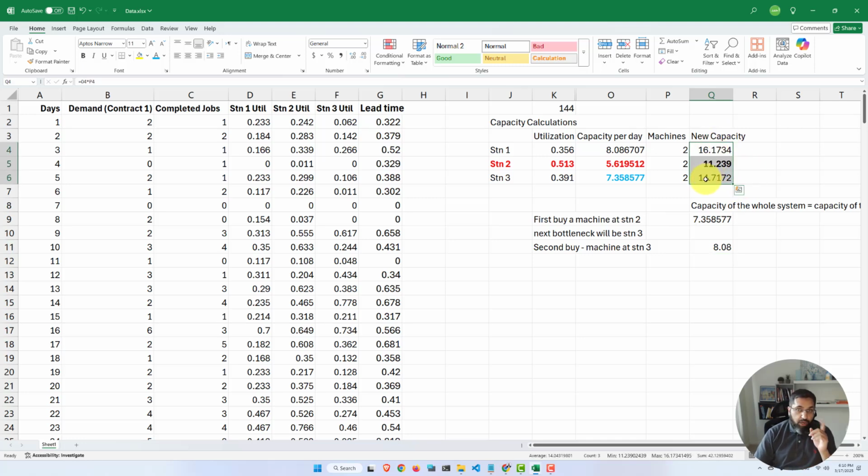What's your bottleneck now? When you have bought one machine at each station. So your machines are 2, 2, and 2. So your capacity is 16, 11, and 14. Now this station 2 is the bottleneck again. And now the capacity system is 11. So if the demand creeps up above 11, again, you're going to have to buy a machine, right?